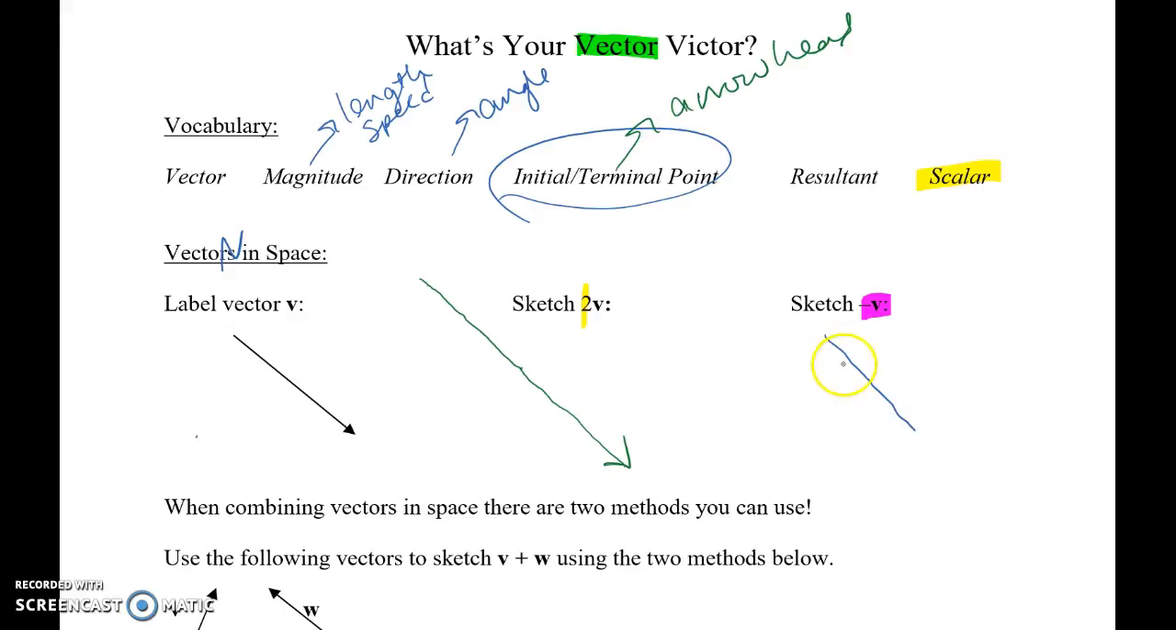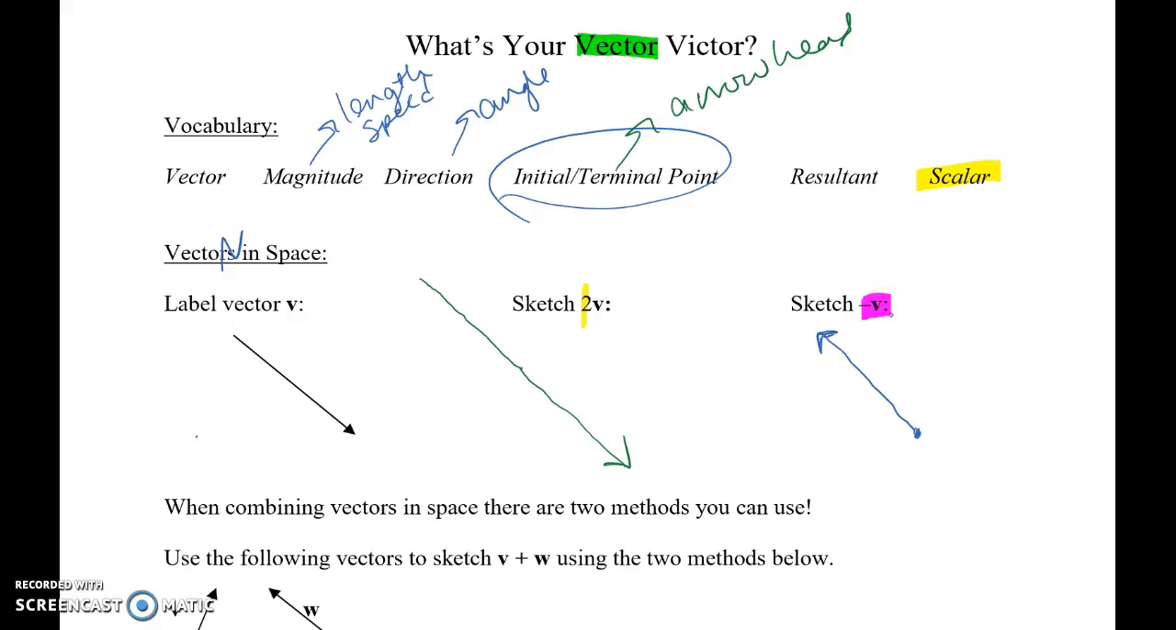And I'm trying to keep the same slope as it was before, but it's negative. So it flips in a complete 180, which means that the arrowhead is now up here. So the terminal becomes the initial, and the initial point becomes the terminal. That's what a negative does. So what are we going to do with this?